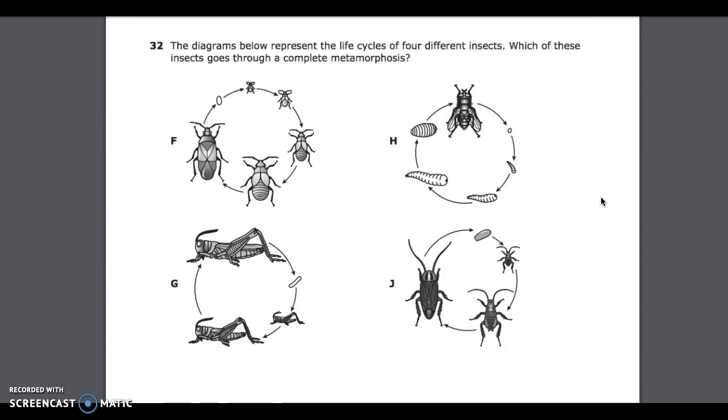32. The diagram below represents the life cycles of 4 different insects. Which of these insects goes through a complete metamorphosis?